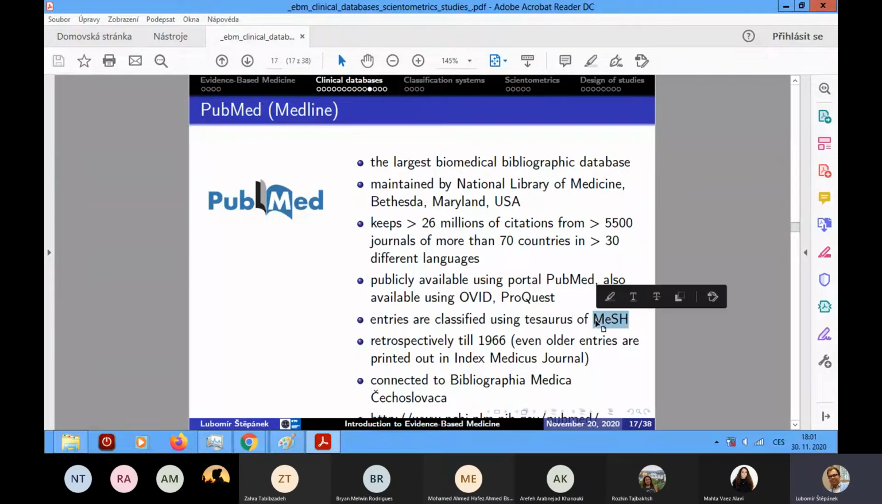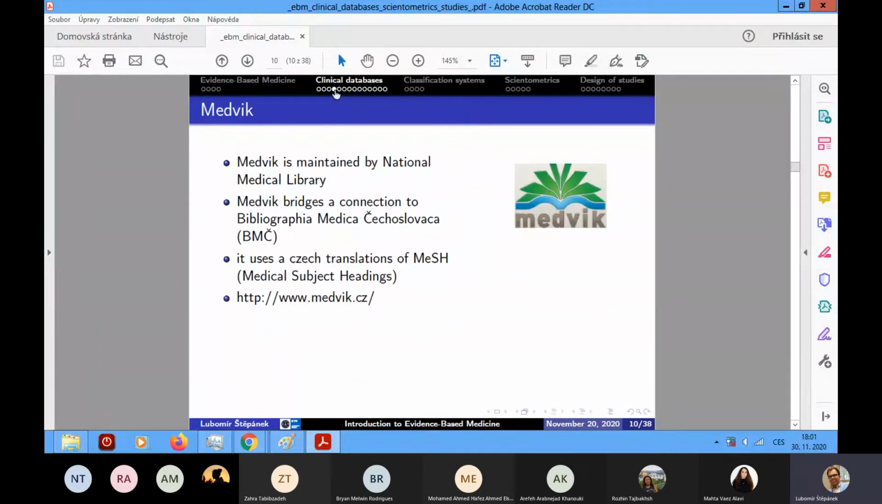So MeSH is this kind of special language, let's say a vocabulary. And the Czech translation of MeSH is the one I told you, which is used by Medvik. Medvik is the Czech information system maintained by the National Medical Library, and it is famous and important for us because it made the translation of MeSH and uses the Czech translation to do the tagging for Czech written documents. Of course, Czech written documents are not of so high impact towards worldwide medicine, but still they are important if we, for example, do some dissertation or thesis in Czech.